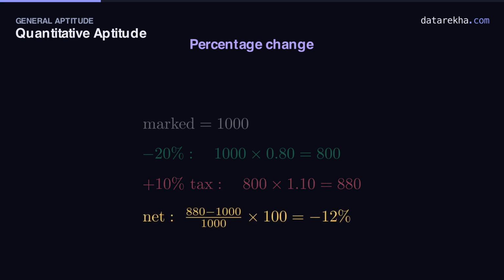You pay 880, 120 below the marked 1000. So a 12% fall, not the 10 you expected. The naive answer was simply wrong.